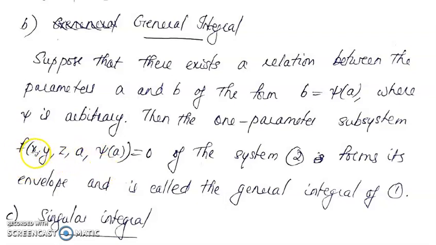So you have the equation f of x y z a is equal to 0. Then ∂f/∂a equal to 0. So using these two equations, eliminate a. So that will give you the envelope. So this becomes the general integral of the given PDE.